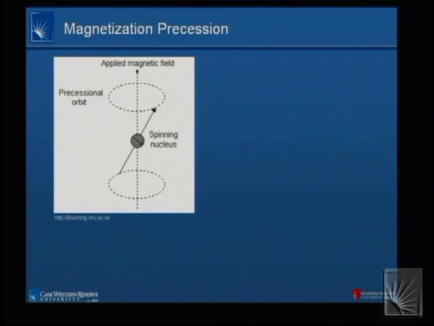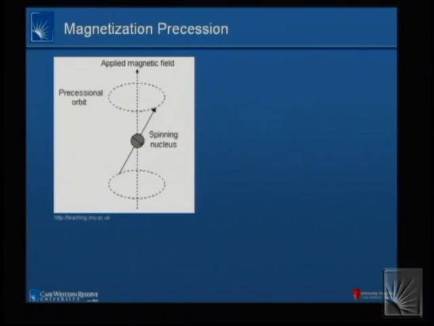So imagine I had a top and I got my top spinning, and if I lined that top up with the gravitational field, it would just sit there like this. But if I tipped that top a little bit from the gravitational field, it would precess. It would simply wobble about the gravitational field. And because the equations of motion of my proton are so similar, that's exactly what the magnetic moment of my proton is going to do about the main magnetic field as well. It's going to precess about the field.